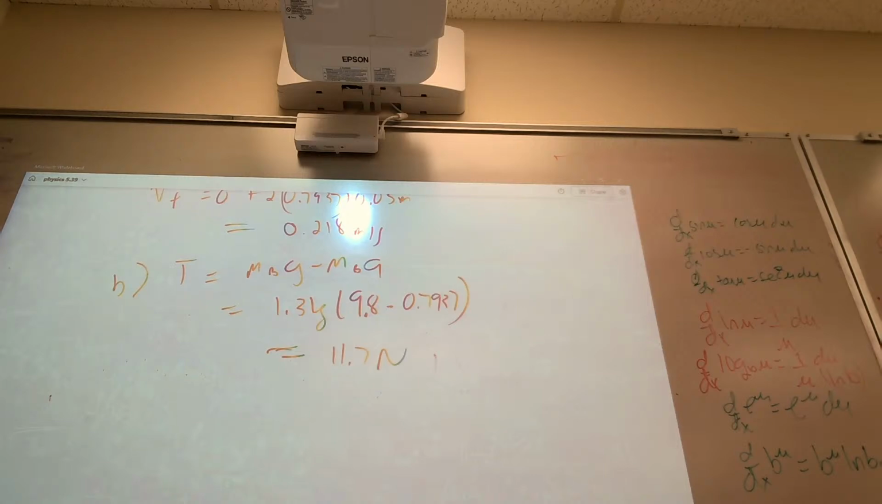Now you need to write your sigma Fy and your sigma Fx. In your sigma Fy, the normal force is not simply the weight in this situation. When you have another force acting, your normal force is not simply the weight.